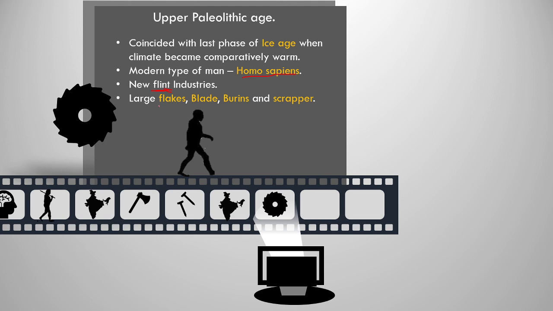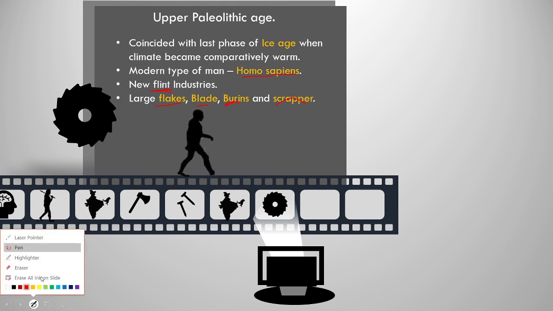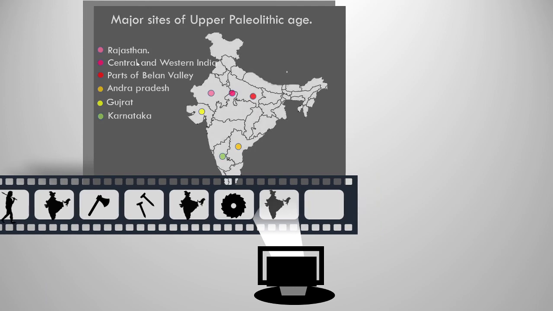You know the meaning of flake tools, I told you. You know the meaning of blade and scraper also. But what is this burin? Burins are the ones which they used to make using the stones only. They used to use the stones only for that. Now I think there are some major sites of upper Paleolithic age.